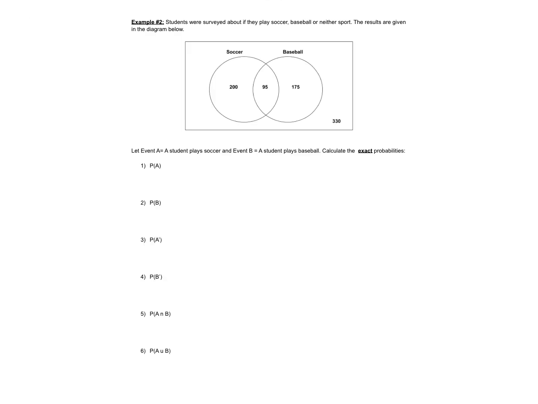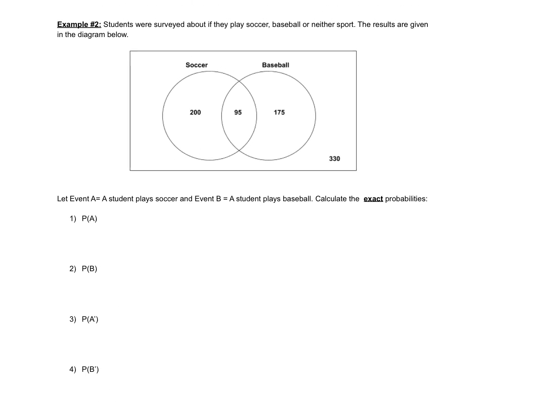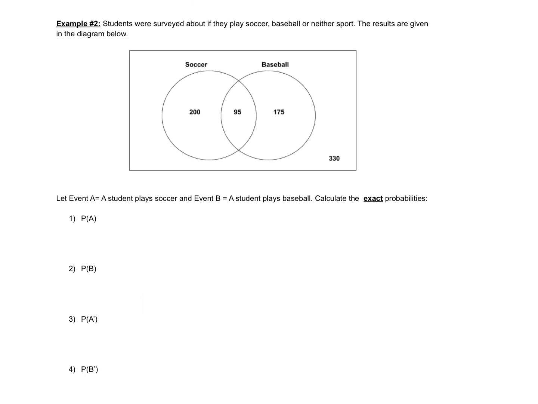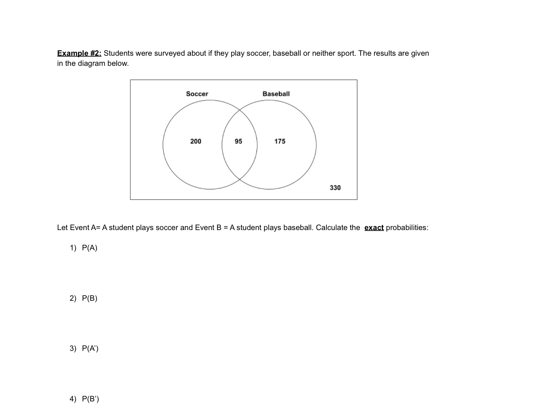Right. Let's try another example now. So in example number 2, now I want to ask you to find the probabilities this time. So I've got students surveyed about if they like to play soccer, baseball, or neither sport. So let event A be the event that students play soccer and event B that the students play baseball. So we'll call this event A and we'll call this event B. So we want to calculate the exact probabilities.